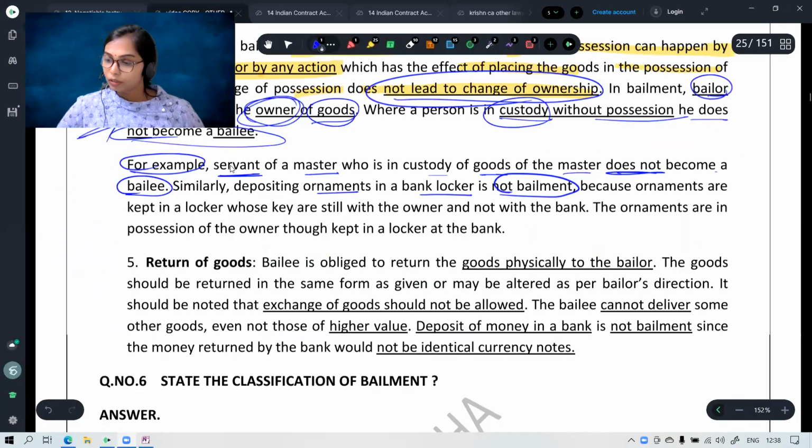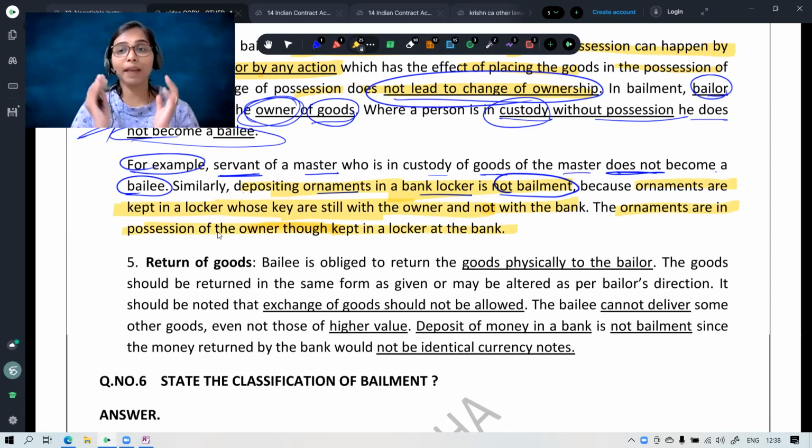Now, read it here. Depositing the ornaments in the bank locker is not bailment, because the ornaments are kept in the locker whose key is still with the owner and not with the bank. The ornaments are in the possession of the owner, though kept in the locker at the bank. That means mere custody is not required. Mere custody plus the possession of the goods are required for making the bailment.